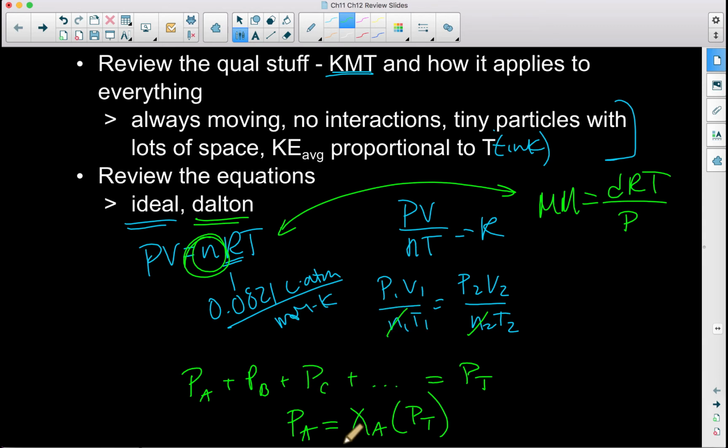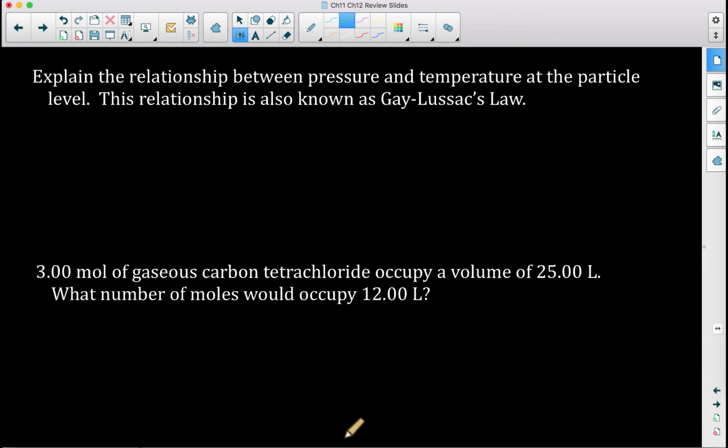So let's go ahead and start a couple of practice problems. Here it says, explain the relationship between pressure and temperature at the particle level. This relationship is also known as Gay-Lussac's law. Your book doesn't cover this one because you have to pick and choose, right? So explain the relationship between pressure and temperature.